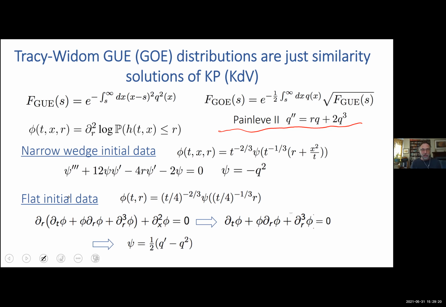And for flat initial data, you have the same sort of thing: just a natural guess for the scaling relation turns KdV into a similar looking ODE, which has solution psi equals a half q prime minus q squared. And all these integrals are just first and second derivatives upstairs. So this just tells you that the GUE and GOE distributions are nothing but special self-similar solutions of this KP equation looked at time 1. Okay, so that's where they came from.